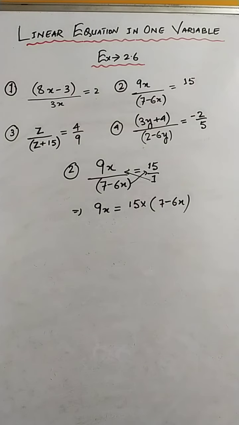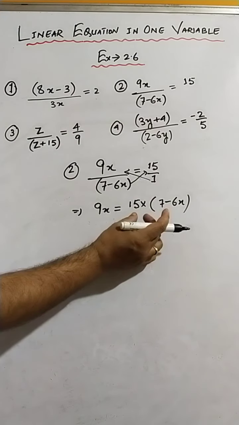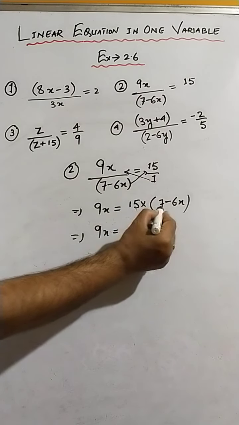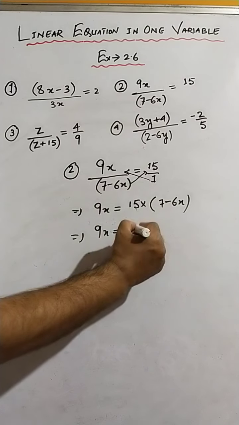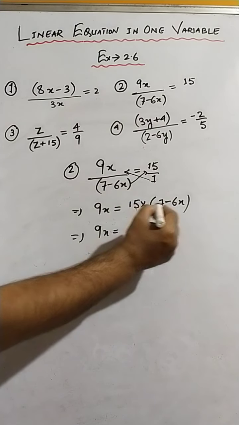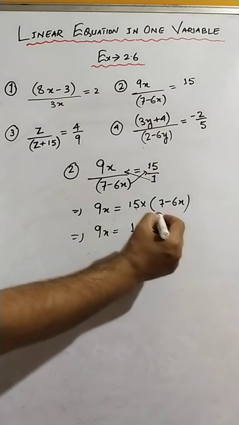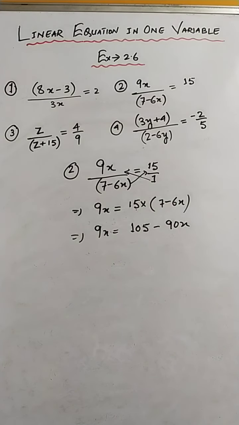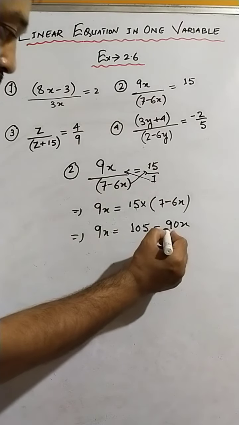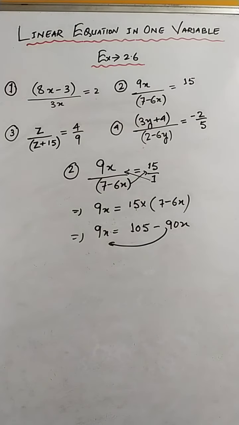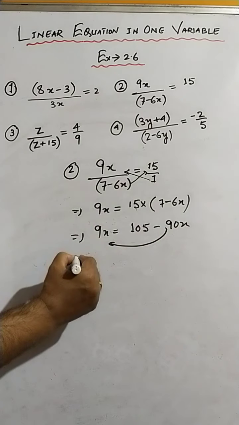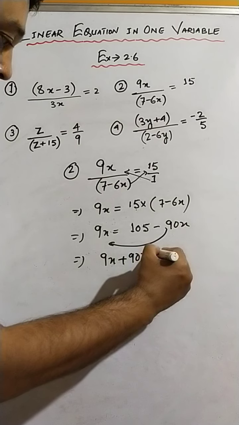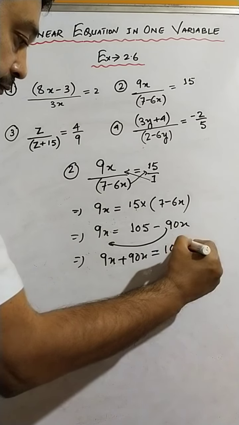Okay, so this is a binomial term and this is a monomial term. So what we have to do, we have to multiply this 15 with 7, so answer would be 105. And 15, we'll put this minus sign, and 15 into 6 would be 90x. So what is the final thing we'll do? We'll bring the variables towards the left hand side. So it will become 9x plus 90x, that would be equals to 105, isn't it?